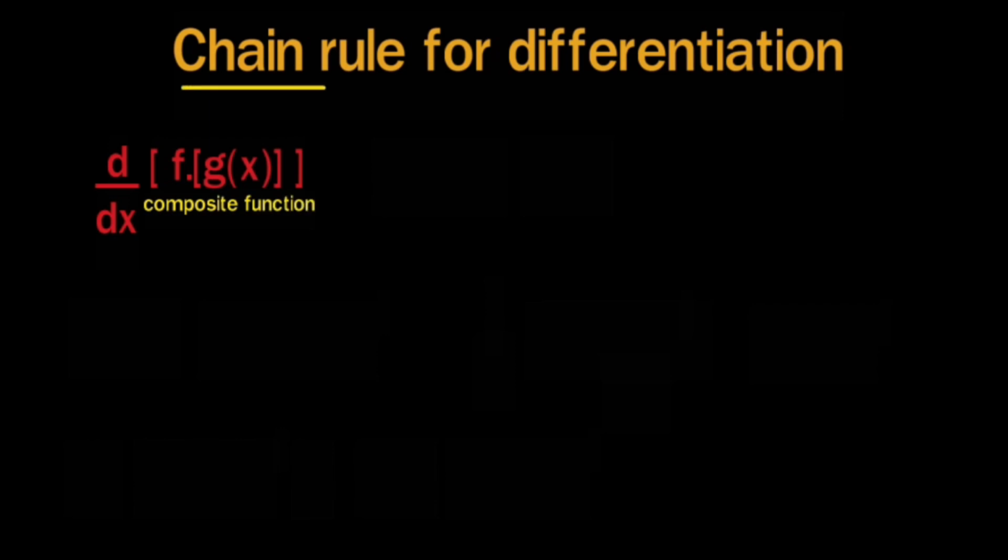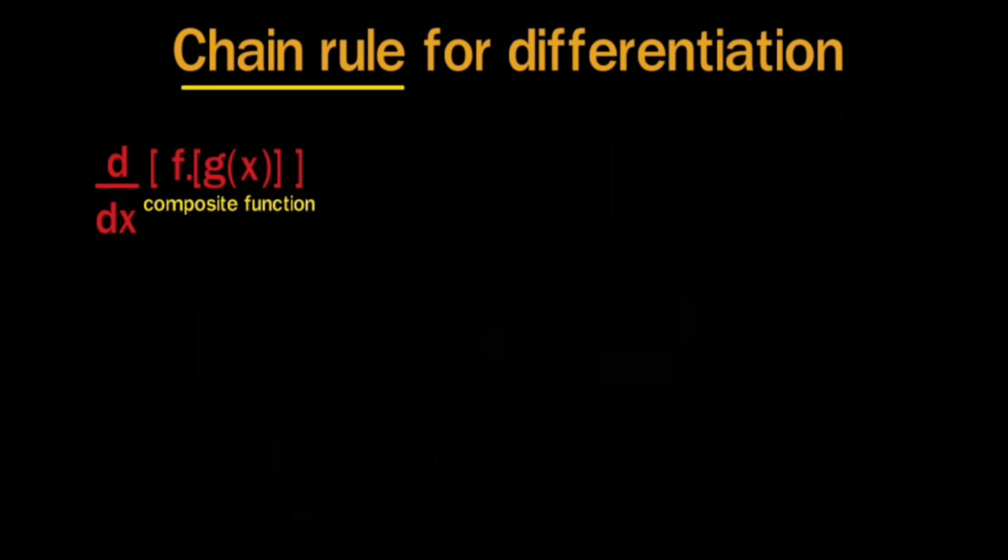Hi, in this video we are going to learn about the chain rule for differentiation. So what is actually the chain rule? Let's say we have a composite function f and g. How can we actually differentiate this composite function? The answer to this is the chain rule.